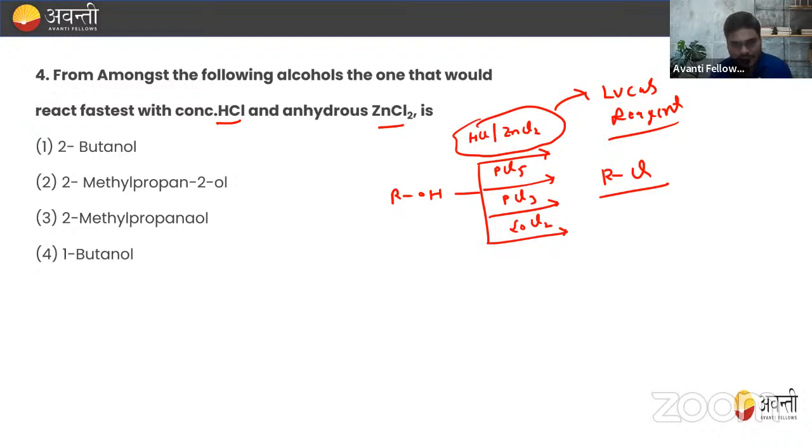JNV Bhavnagar also says that 2 is the correct option. Good. Why is option 2 correct? Can anyone explain? Most of you are saying option 2, so it's correct, right? Option 2 is absolutely the correct answer for this. Yes, very good, because this is a tertiary alcohol, right? So very good, you are all doing very well.